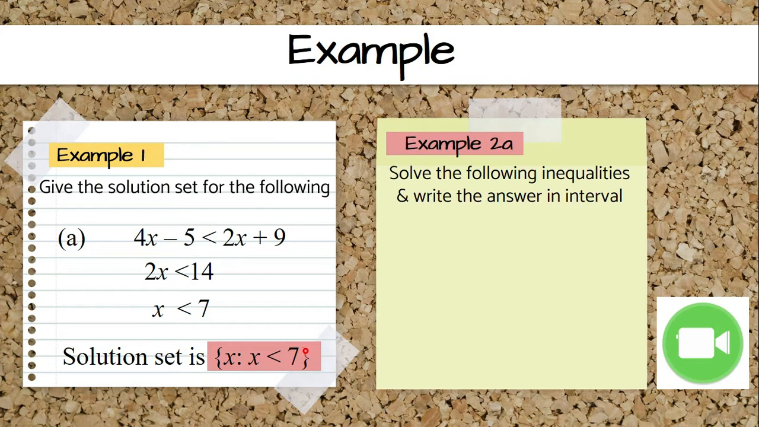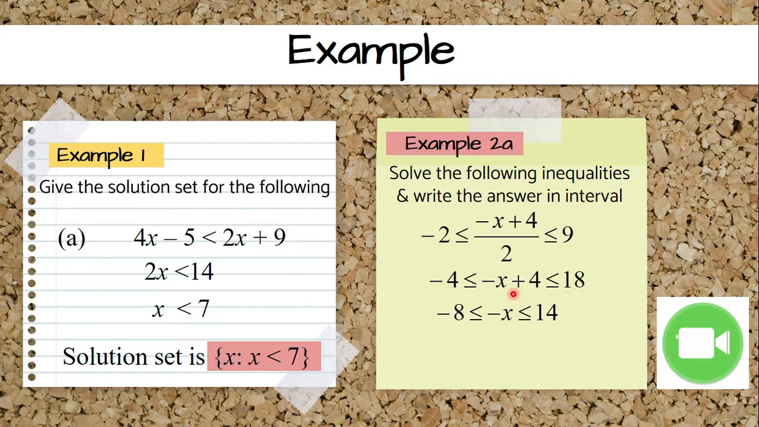Okay, now we go to the second example. Example 2a. Solve the following inequalities and write the answer in interval. The question is negative x plus 4 divided by 2, more than or equal to negative 2, less than or equal to 9. Okay, so we try to bring 2 to the right and to the left, so we multiply. Therefore, you get negative x plus 4 more than or equal to negative 4, less than or equal to 18. Next step, we try to bring plus 4 to the right and to the left, so you must subtract. So therefore, you get negative x less than 14 and more than or equal to negative 8 after you do the subtraction with 4.